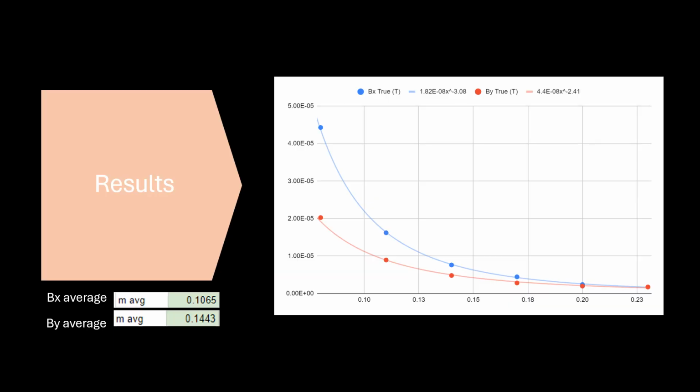Here are our results. The x-axis represents the distance between the phone and the magnet, and the y-axis is the strength of the magnetic field of the magnet measured by the phone. This graph shows how the magnetic strength of the bar magnet decreased the more we increased the distance from the magnetometer. When measuring the bar as it is set up parallel to the phone, shown by the Bx, the strength of the magnetic field is much stronger than when measuring the bar perpendicular to the phone, By. The Bx average is 0.1065 Teslas, and the By average is 0.1443 Teslas.